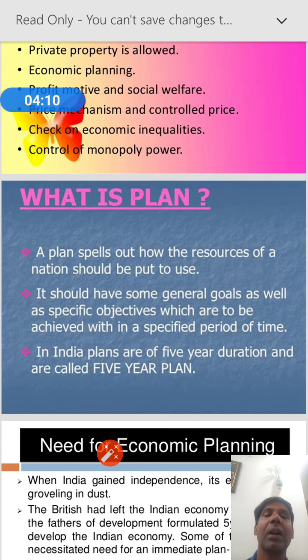Now we are moving to another topic. It is, what is a plan? What is a plan?